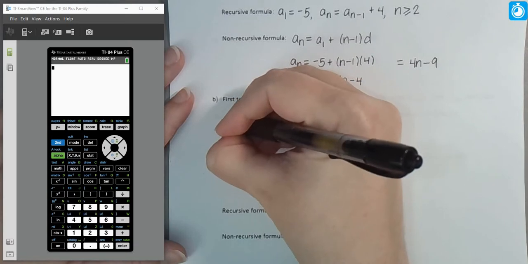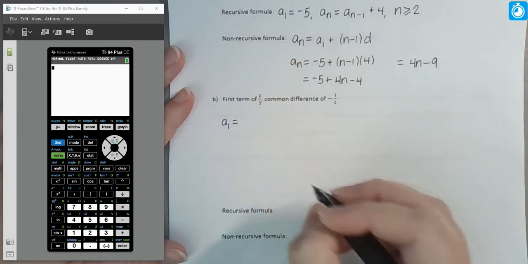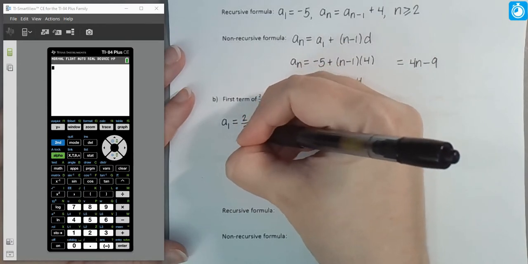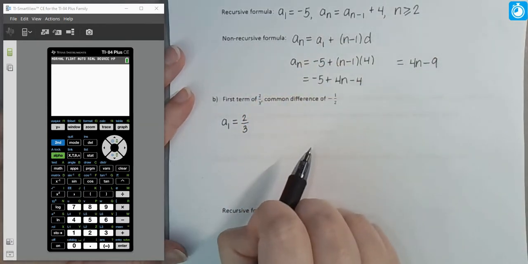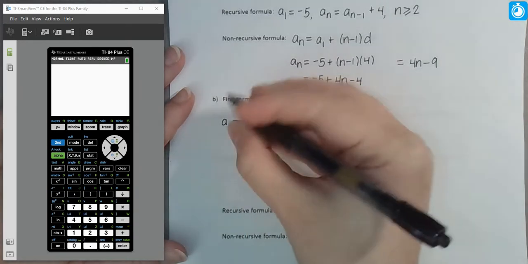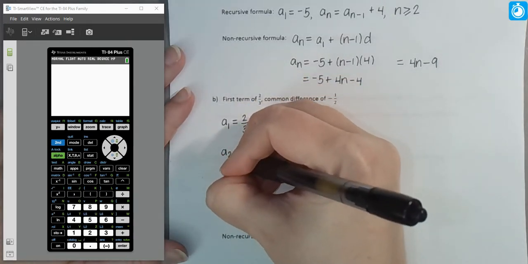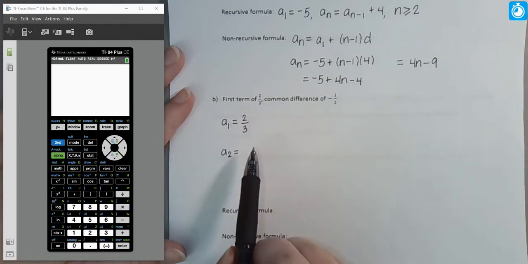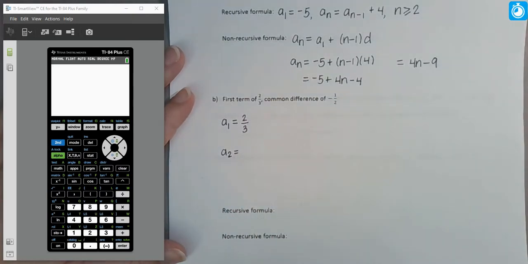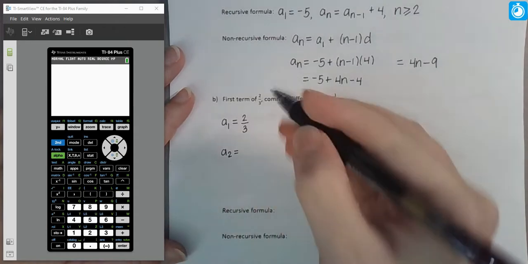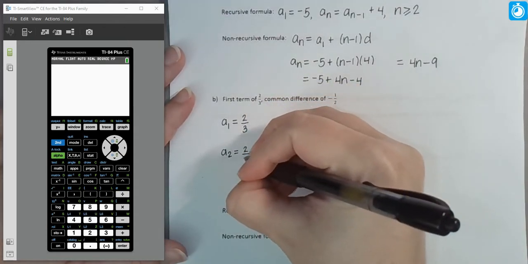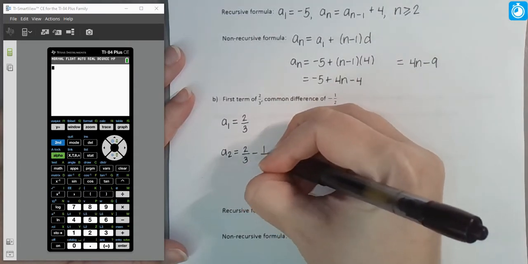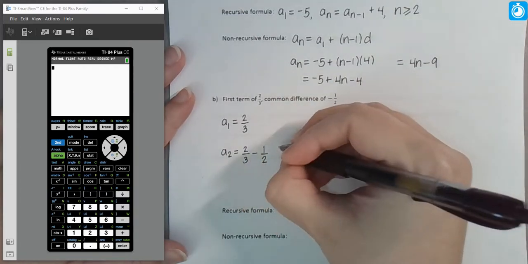So in this case, if we want to write the first 5 terms of this sequence, where our first term is 2/3 and our common difference is -1/2, then we can do so accordingly. Because our common difference is negative, that means our terms are going to get smaller as we progress through the sequence. So a sub 2 is going to be 2/3 plus -1/2. Otherwise, we can just think of it as subtracting 1/2.